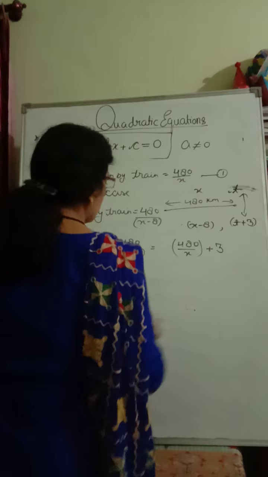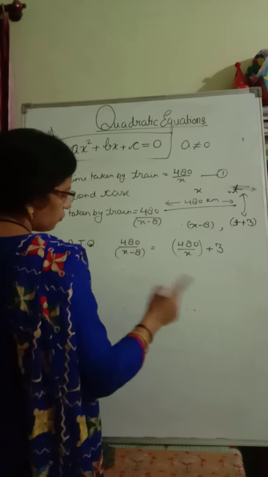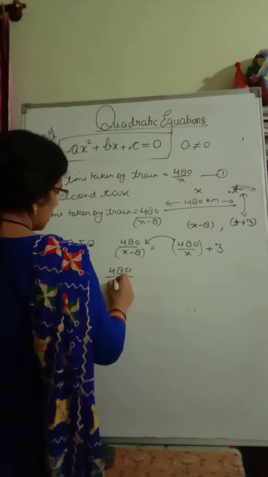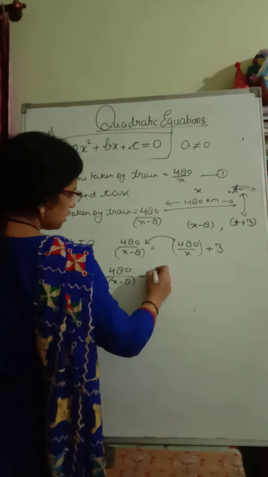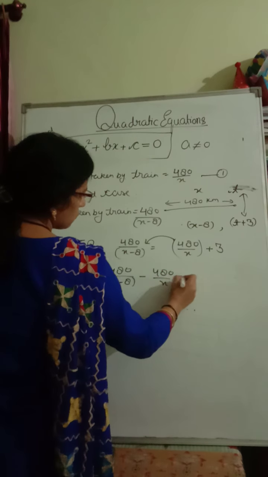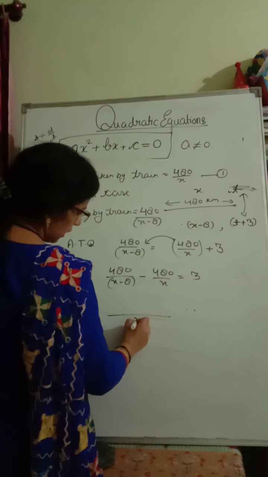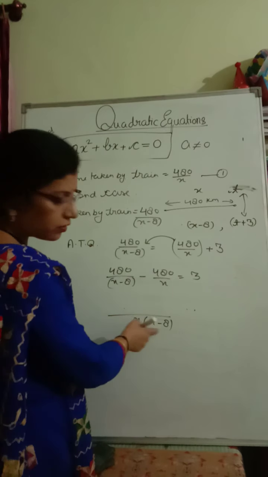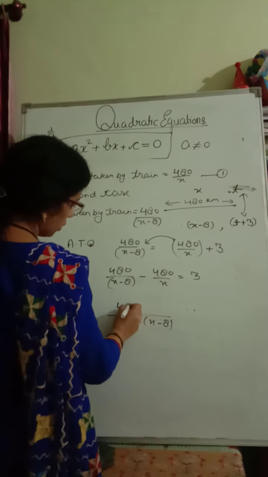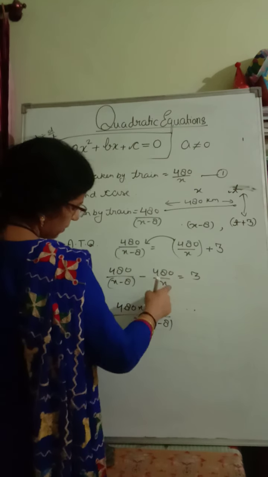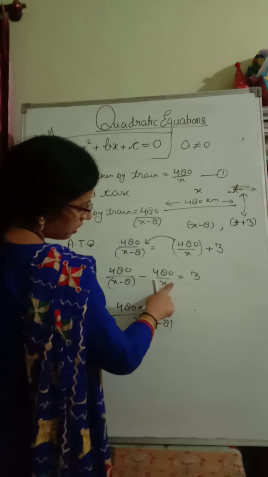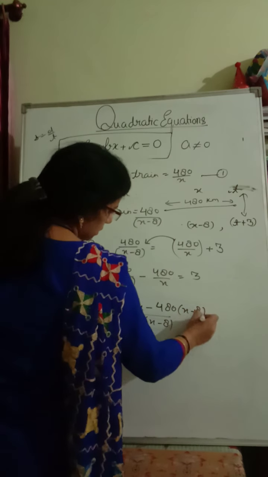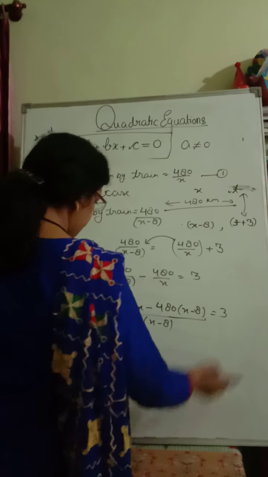ओके. सो नाउ we have to solve it. We have to form a quadratic equation. Bring it this side. 480 upon x minus 8 minus 480 upon x equals to 3. LCM x into x minus 8. अब x minus 8 को x से मल्टीप्लाई करेंगे, तो ऊपर भी x से मल्टीप्लाई करो. 480 into x minus, अभी x है तो इसको x minus 8 से मल्टीप्लाई करना पड़ेगा, तो ऊपर भी x minus 8 से. 480 into x minus 8 equals to 3. Okay, solve it.